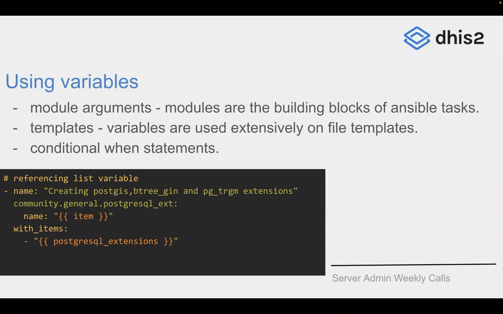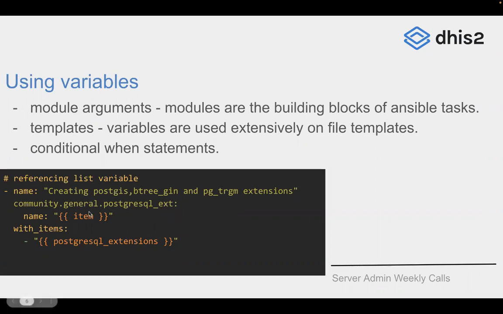One is module arguments. These that we were checking a few seconds ago are modules. Modules are used within tasks, and sometimes you don't want to hard code arguments within those modules, and you just want to use variables, things that might change, things that are dynamic. So you use variables in module arguments. We use variables also in templates. We shall check how that is actually used in real life. And then conditionals, those are when statements.